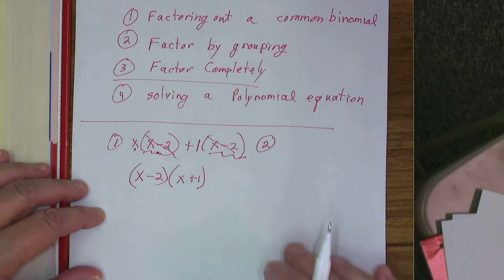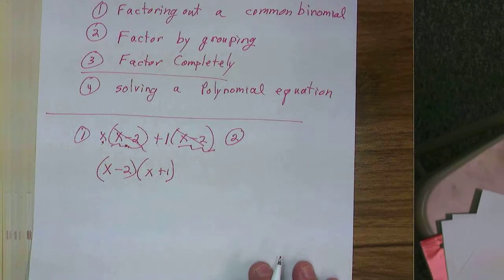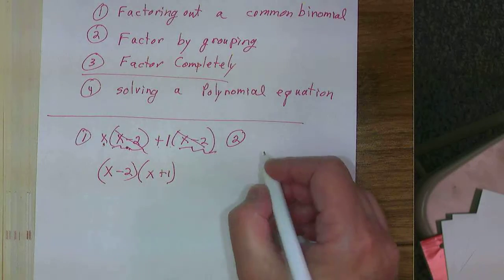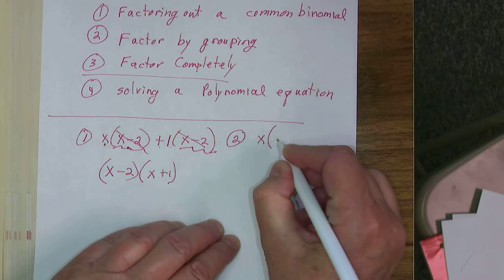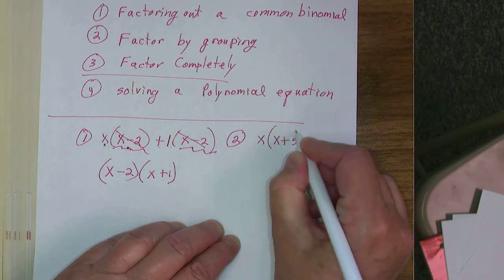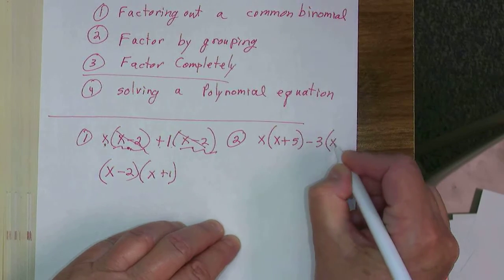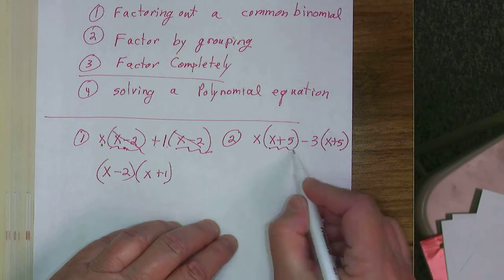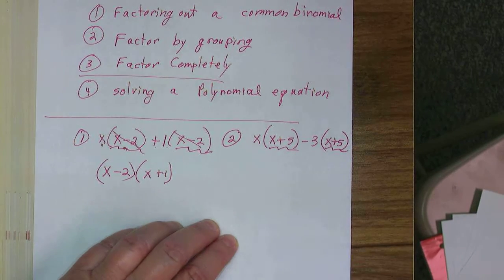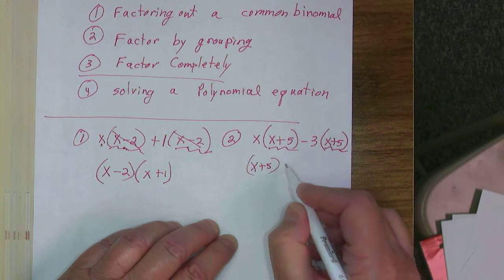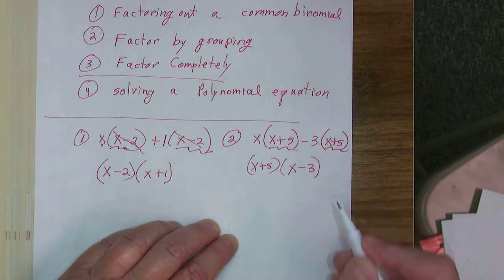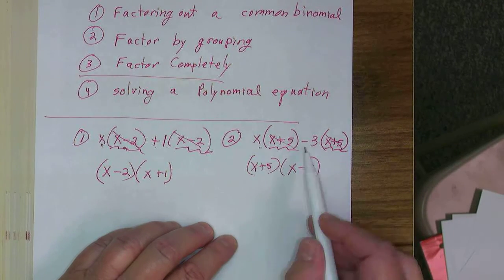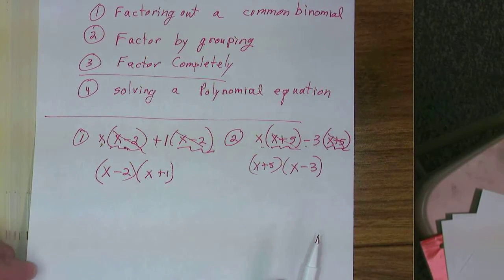A second example. Let's take x times x plus 5 minus 3 times x plus 5. You notice a common, meaning the same thing, binomial. We factor out the x plus 5. We're left with x minus 3. This goes out, x plus 5, x minus 3 is left.